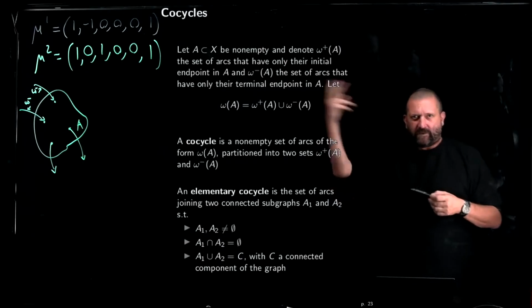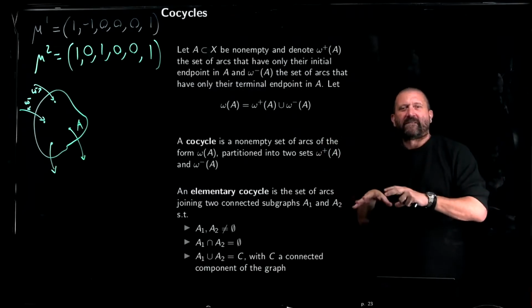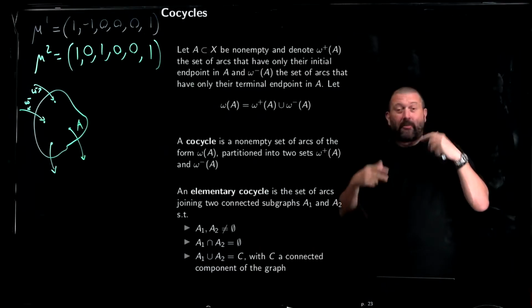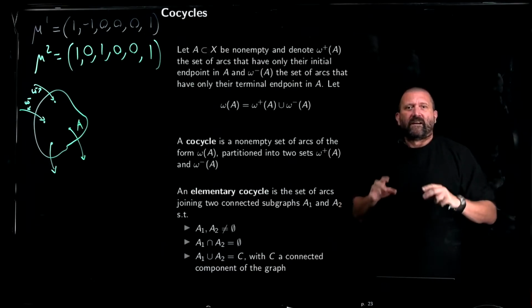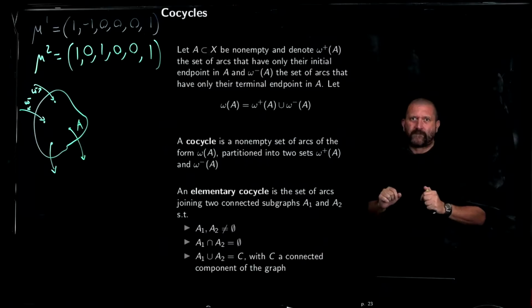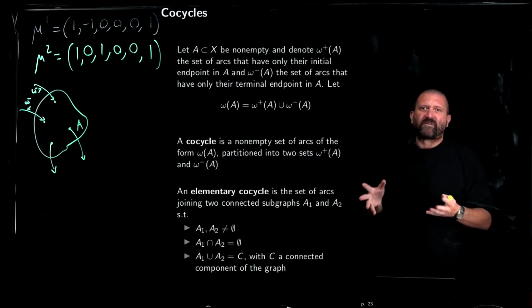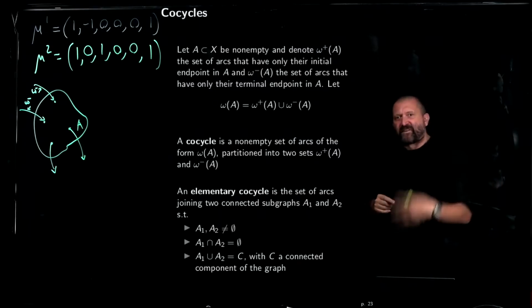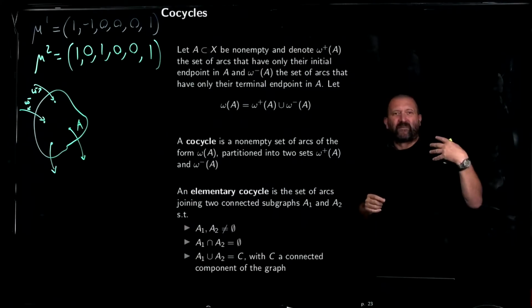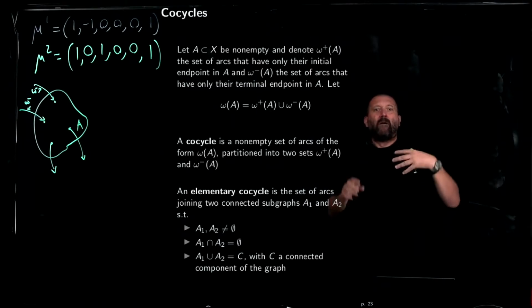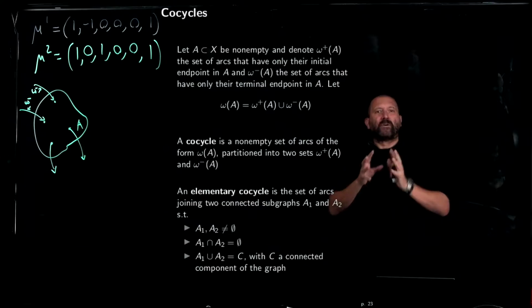And we denote omega of A the union of these arcs: the ones that have their initial endpoint in A and the ones with their terminal endpoints in A. So what we call a co-cycle is a non-empty set of arcs that have the form of this omega of A. And we'll partition the co-cycle into the two sets, omega plus and omega minus. The same way as we define an elementary cycle, we can define an elementary co-cycle, and this is going to be the set of arcs joining two connected subgraphs, A1 and A2.